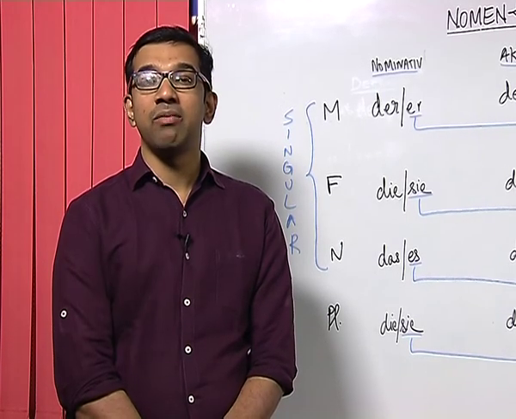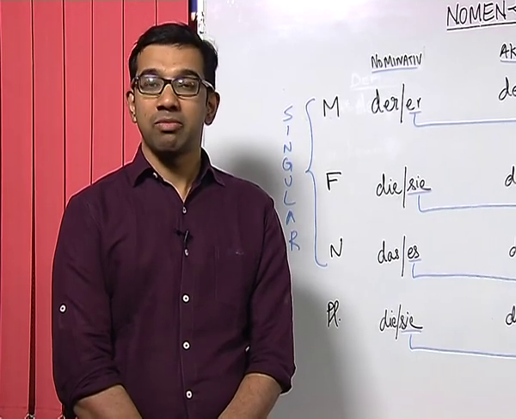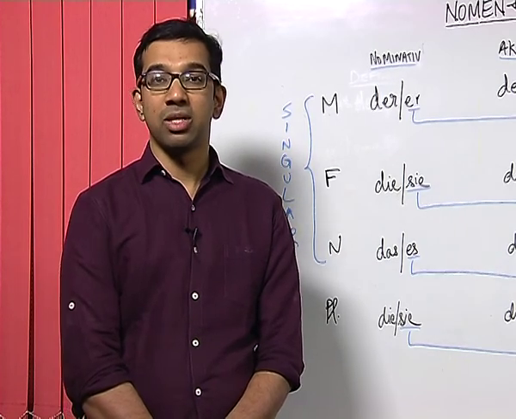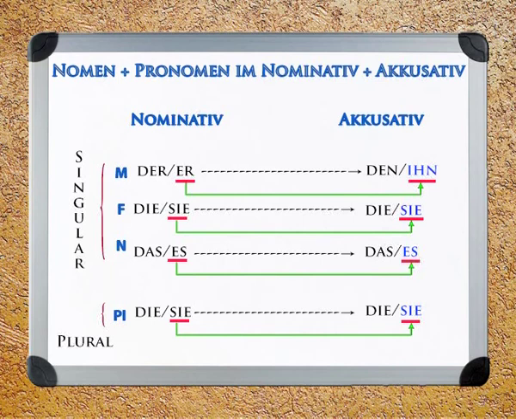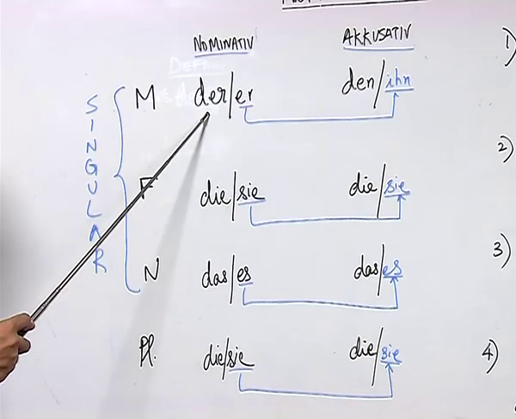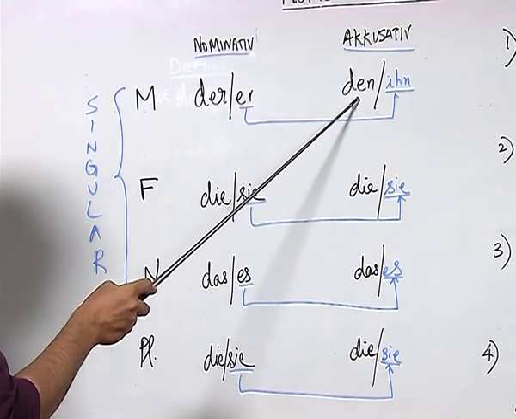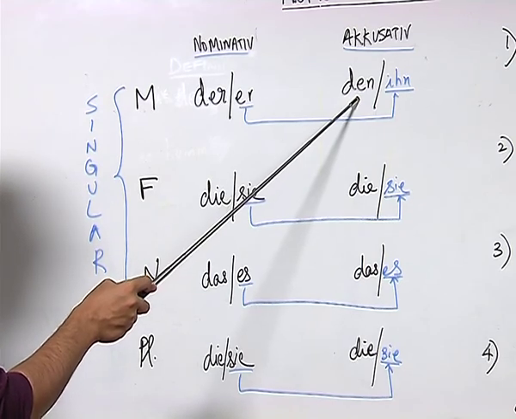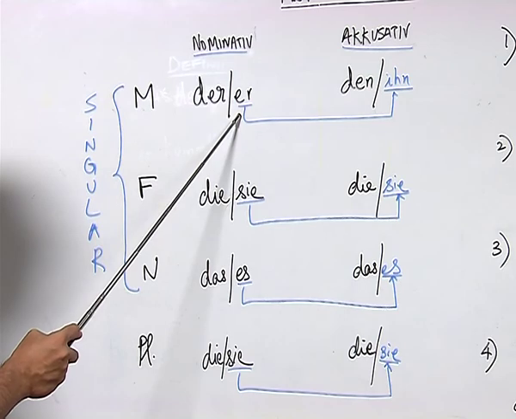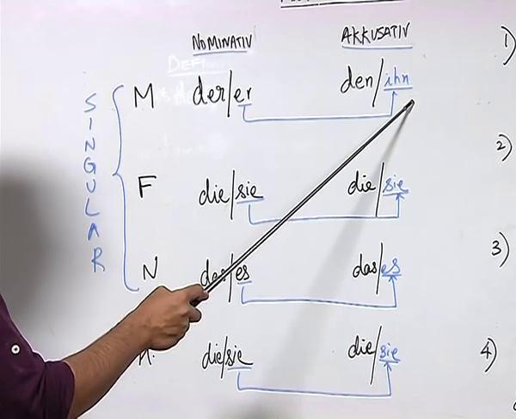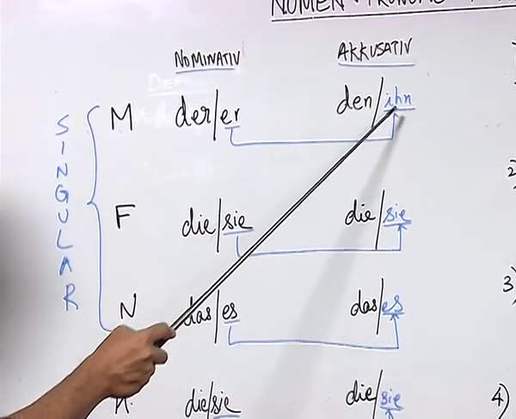Now in this segment we are going to do nouns and pronouns, which we have done already in nominative. We are also going to do the same in accusative. Now let us look at the table here. You are already familiar with this table. Here we have under the category nominative the definite article der and the pronoun er, and you are already familiar with the definite article masculine in accusative, which is den, and as you can see the nominative pronoun er gets converted into ihn in accusative, which is marked here with the blue pen.